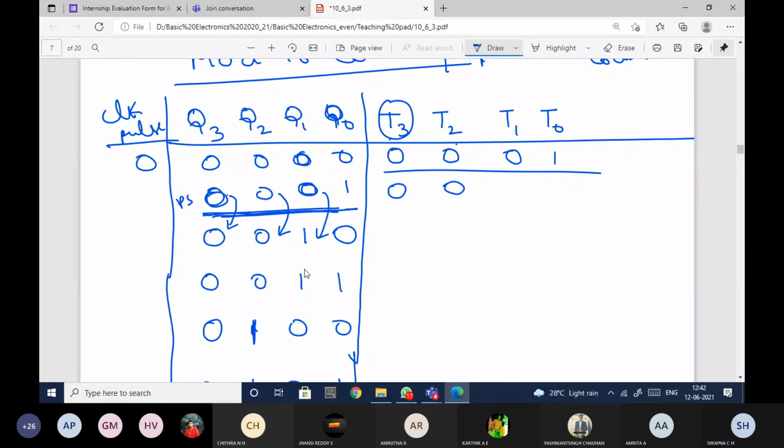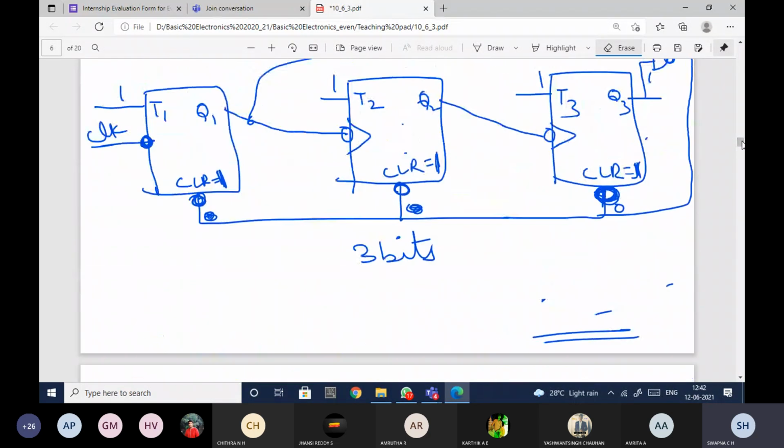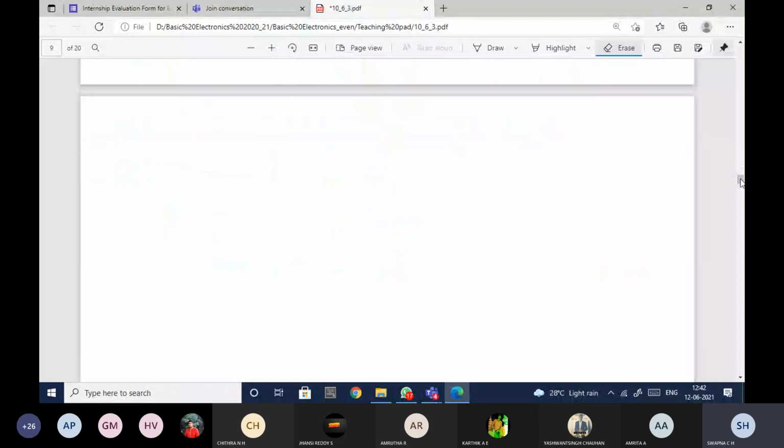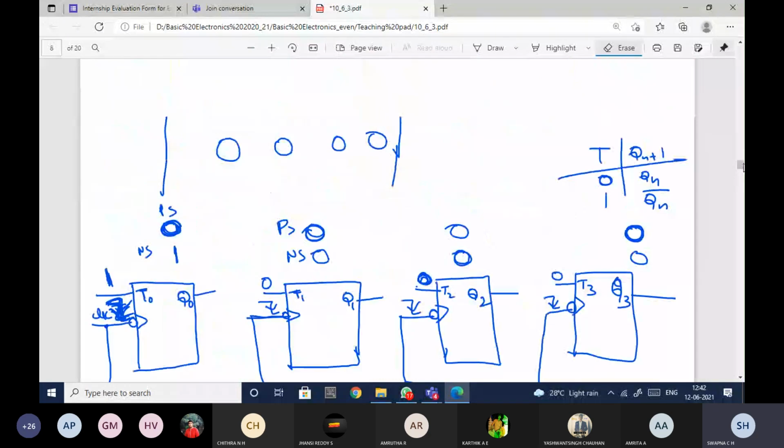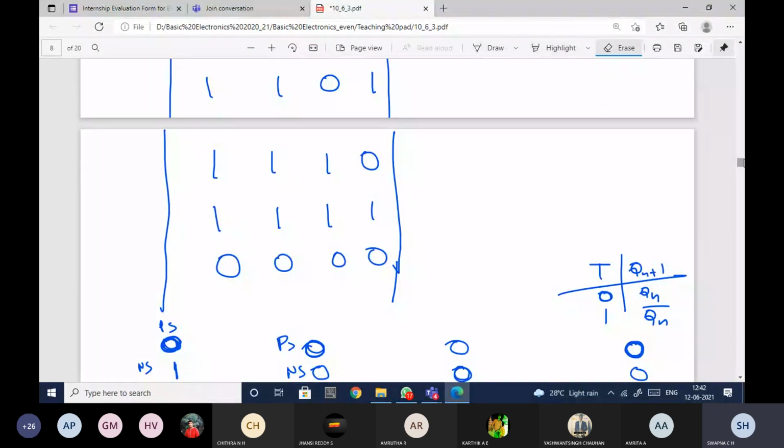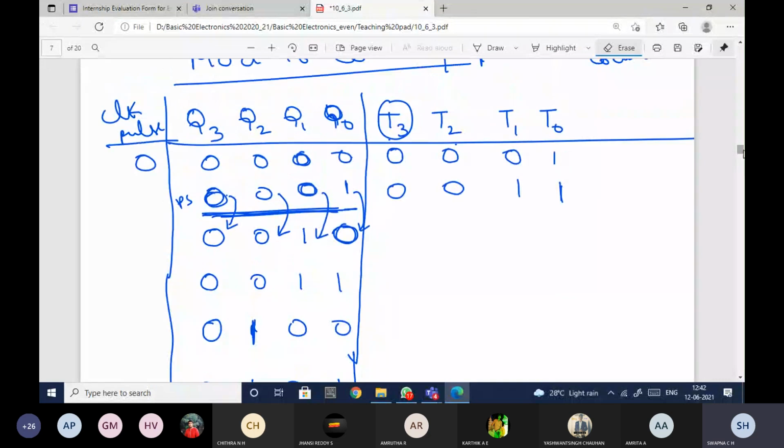It's toggling, ma'am, so T1 will be 1. This one, Q0, is it toggling? Yes, ma'am. It should be 1. 1 to 0, it is changing. Toggling is happening, so T input will be 1. According to the truth table, only when T input is equal to 1, the output will toggle. Okay, fine. Next.